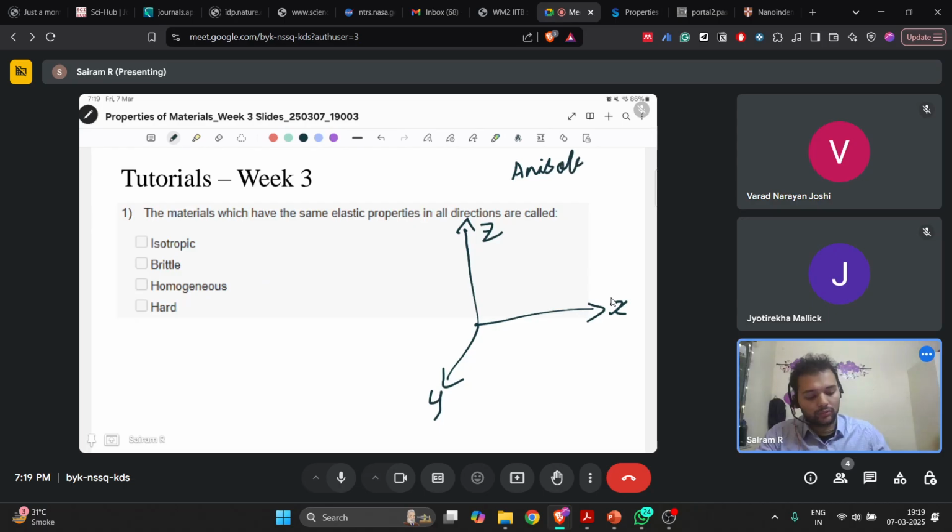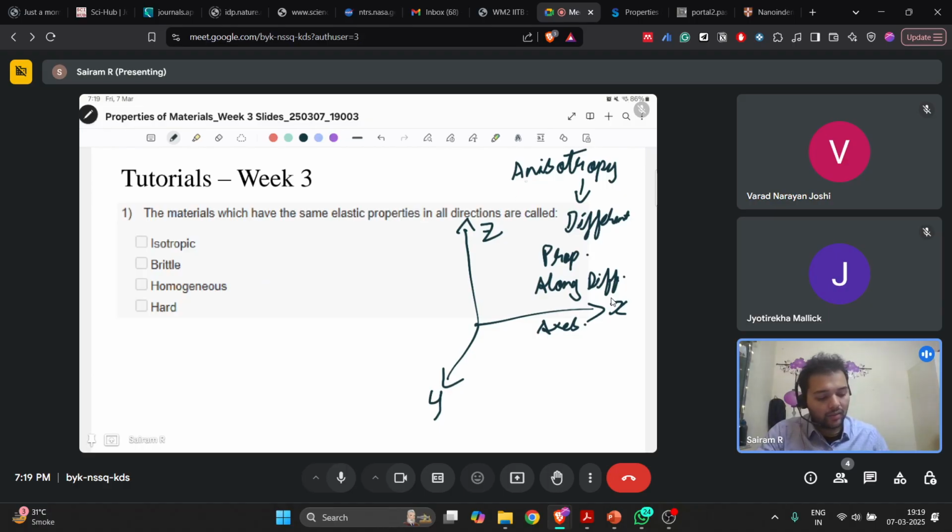Anisotropy: difference in properties, different properties along different axes. But when we don't see a difference in properties along different axes, then the term is called isotropy.